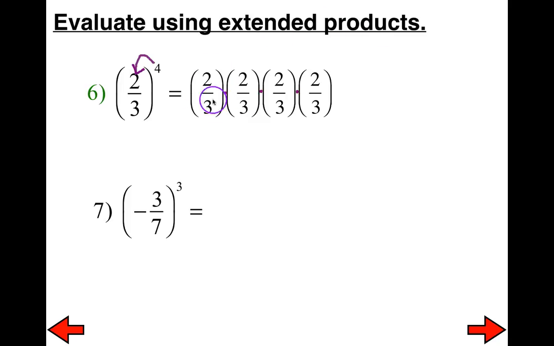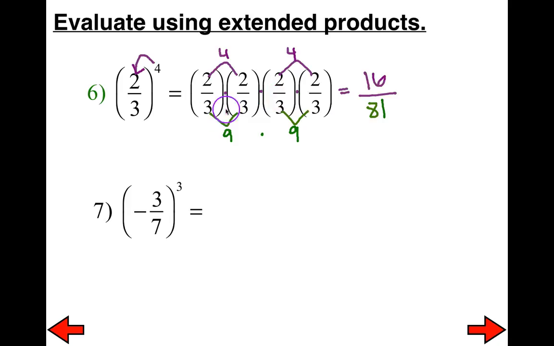So now I'm just going to multiply. Obviously there's a numerator and there's a denominator. I'm going to multiply numerators first. 2 times 2 is 4. 2 times 2 is 4. 4 times 4 is 16. As for the denominator, 3 times 3 is 9. 3 times 3 is 9. So 9 times 9 is 81. I'm just going to double check if I can reduce. I can't. So that would actually be my answer.